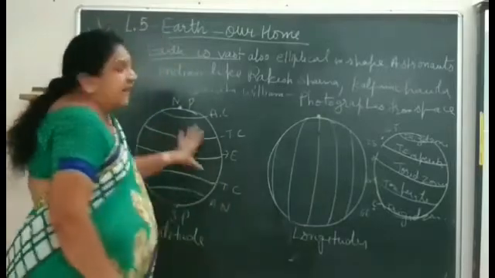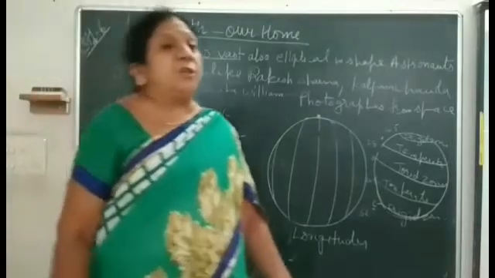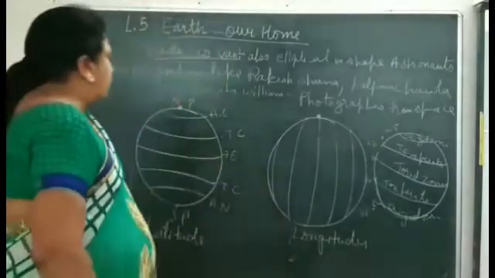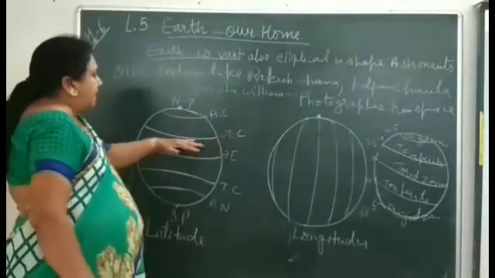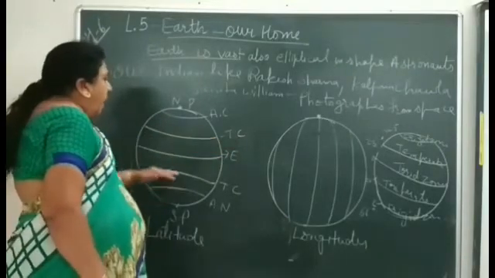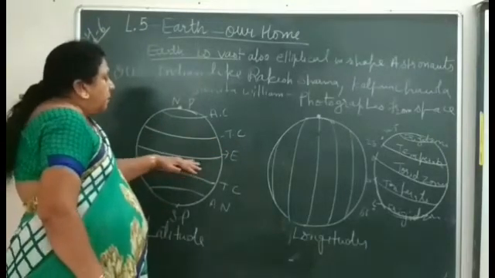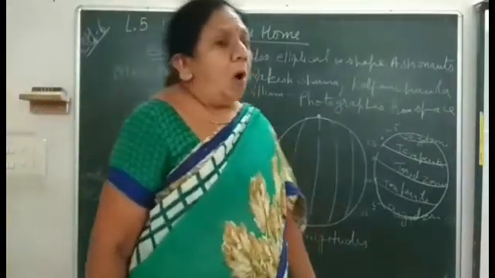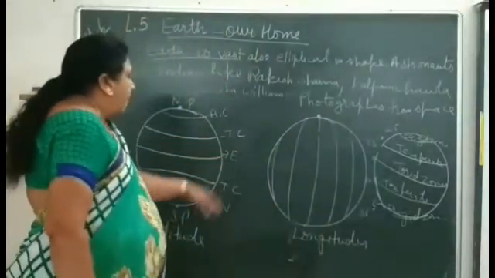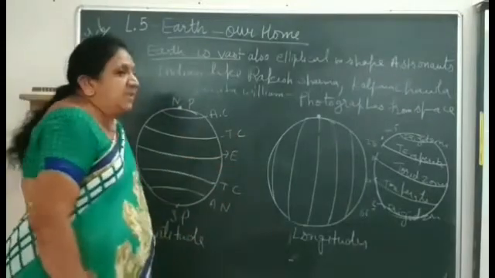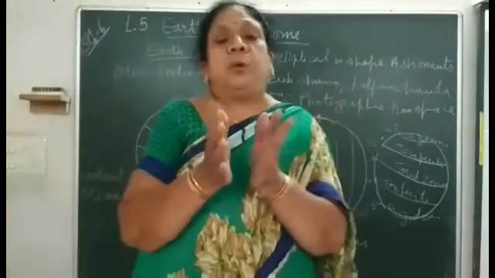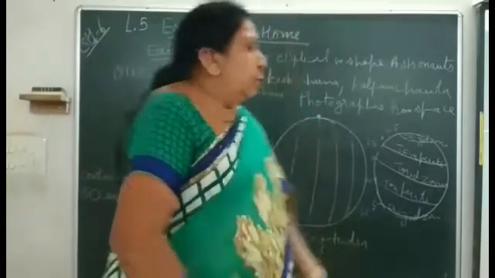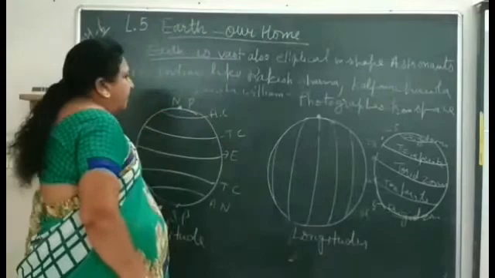Latitude shows the location of the country, where our country lies. India lies on the Tropic of Cancer. Whichever countries lie on the equator, the places are very hot. Where the Tropic of Capricorn and Tropic of Cancer lie, the temperature is neither too hot nor too cold. So this is about latitude.